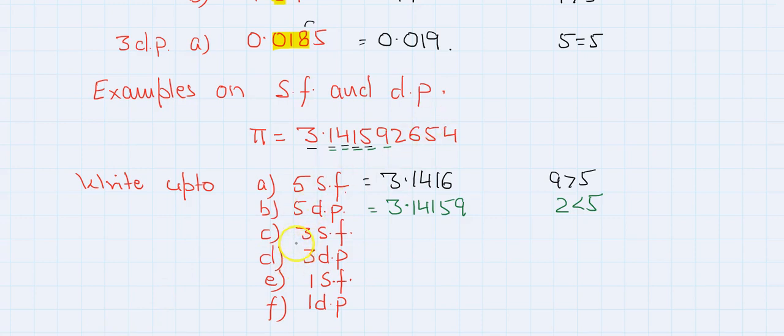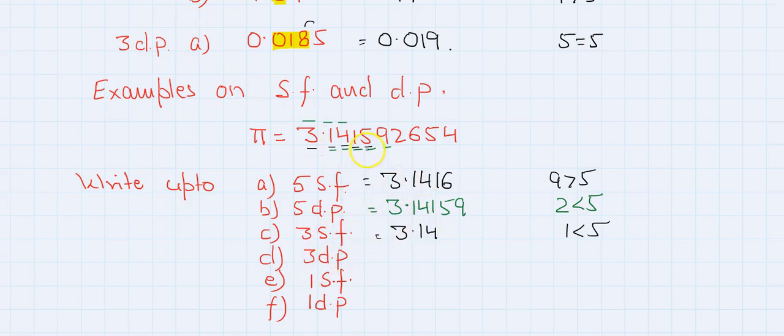Now let's write the same number, the value of pi, up to 3 significant figures. Significant figures start with the non-zero. 3 is a non-zero, so this is 1, 2 and 3. And the next number is 1. 1 is less than 5, so 4 is not going to change, so the answer will be 3.14.